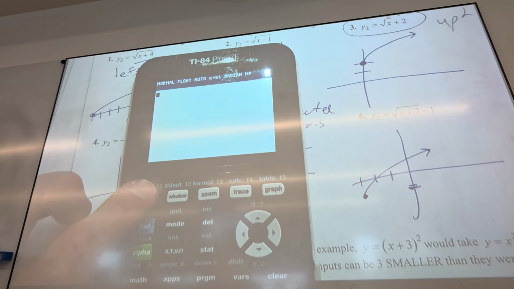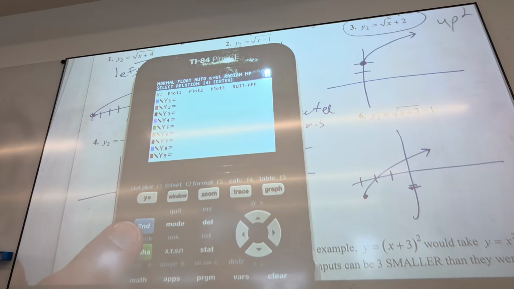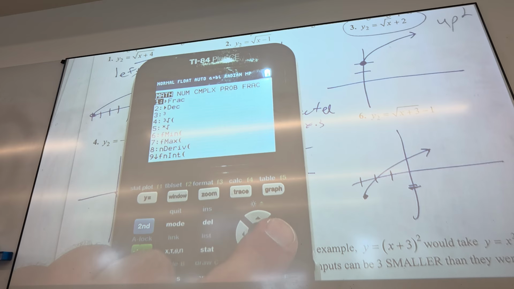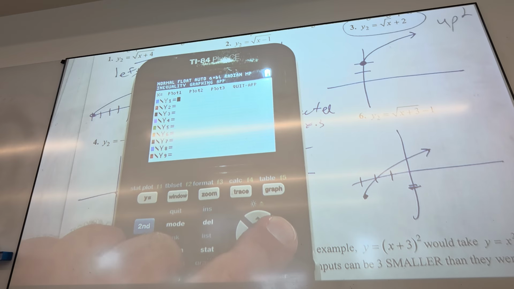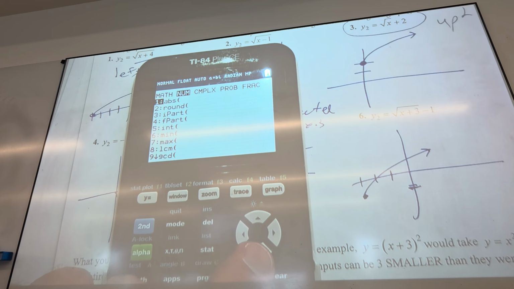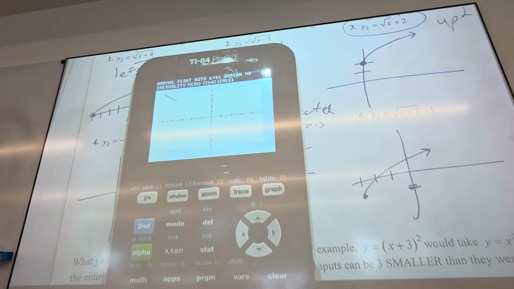So for example, if I go to y equals, and then I hit math, number, absolute value, chef. Let me try it. If I hit math, number, absolute value, and then I could put x. When I graph it, there it is. Yay! It's a V. Okay.